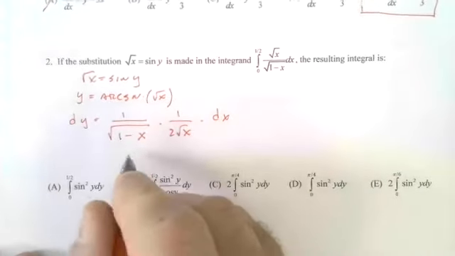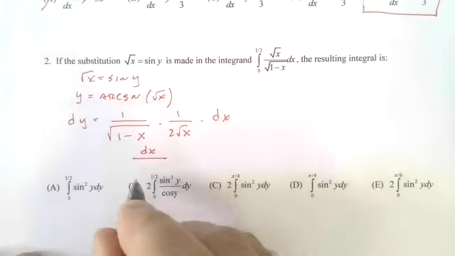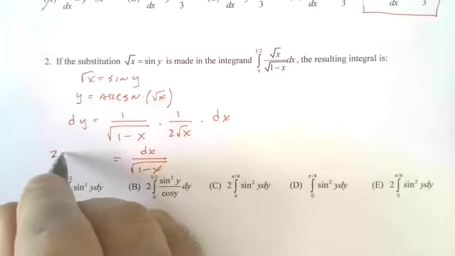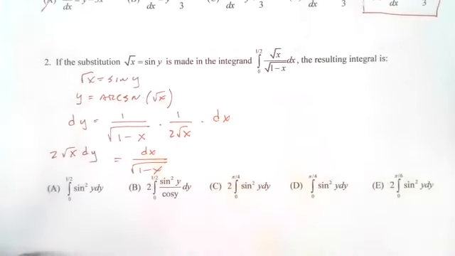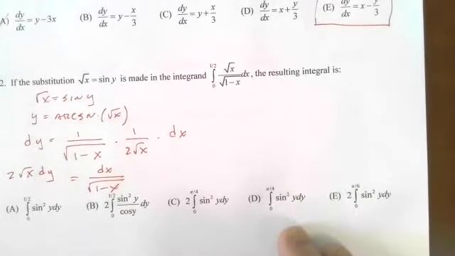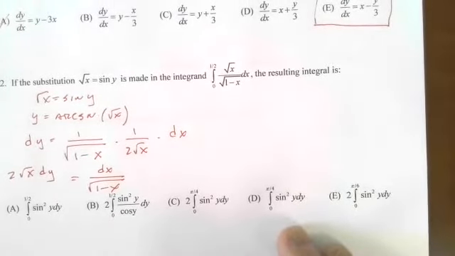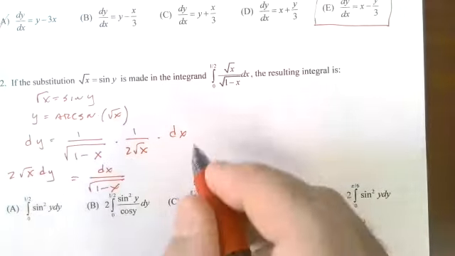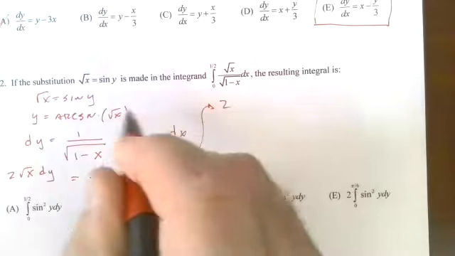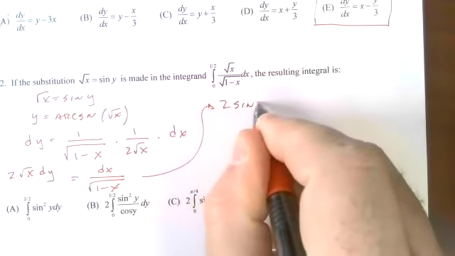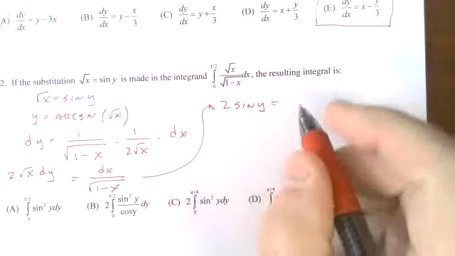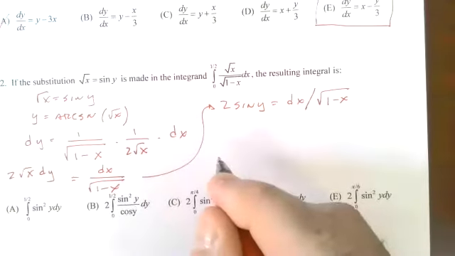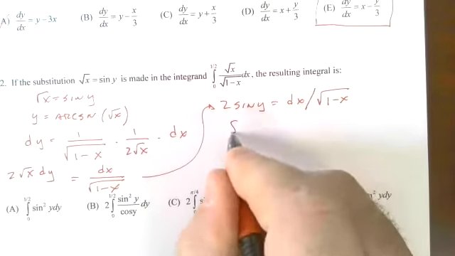Now I'm going to be a little smart here and say that dx equals 2 root x dy. I happen to notice that root x is sine of y, so I can sub it in here. 2 root x is 2 sine of y. So dx over root 1 minus x equals 2 sine of y dy. Now we can sub things in.